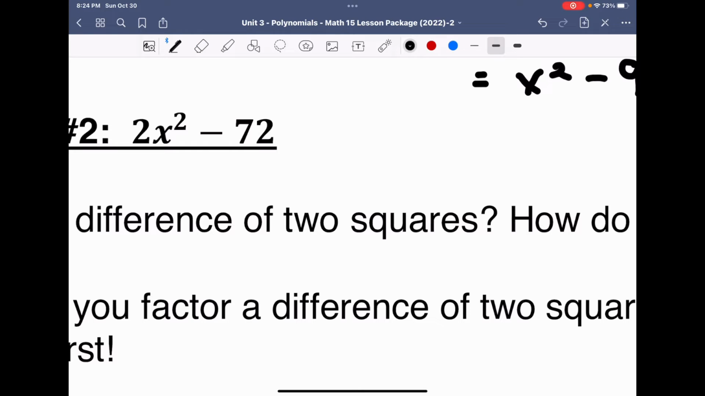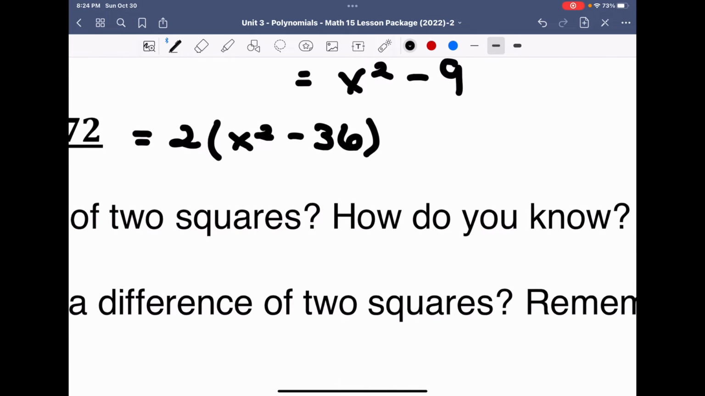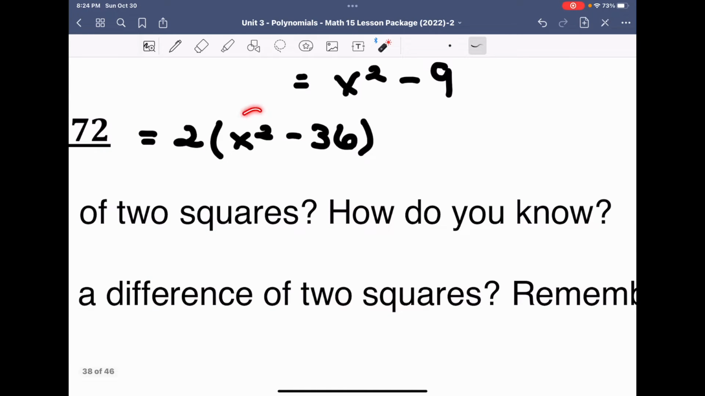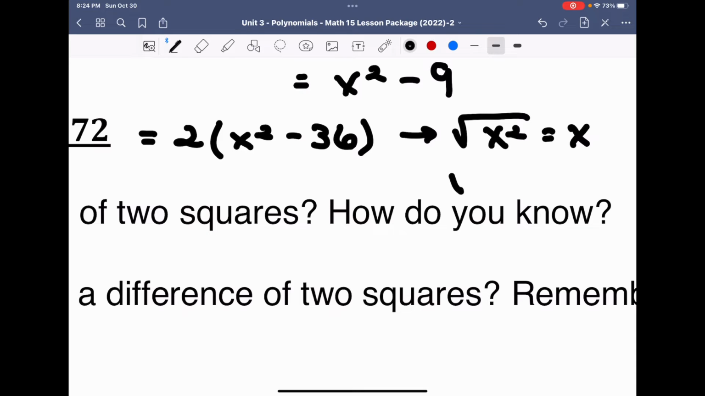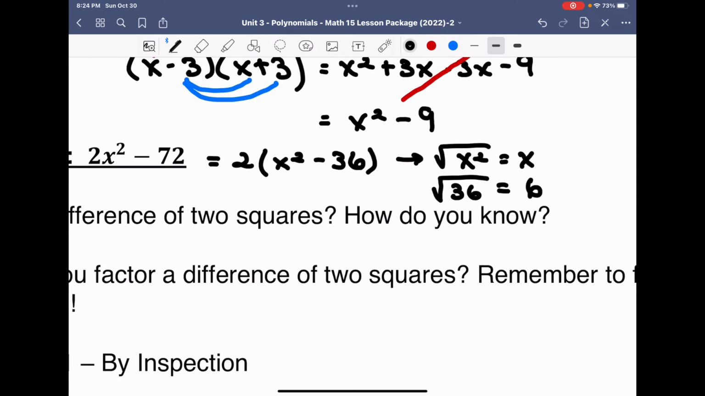So I'm going to say this is equal to 2. If I take a 2 off of both of these, or divide both of them by 2, I'm left with x squared minus 36. And now I can see if my terms, my x squared and my 36, are perfect squares. If I square root x squared, that is equal to x. If I square root 36, this is equal to 6. So yes, this is a difference of squares.